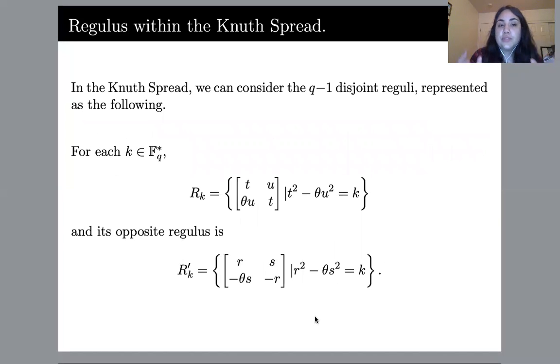Now, we're going to be using this regulus object within our Knuth spread to create new spreads. So let's go ahead and begin. In the Knuth spread, we can consider the q-1 disjoint reguli represented as the following. For each k in my multiplicative group F_q*, we're going to consider the set of matrices R_k that look like (t, u; theta u, t), where the determinant is exactly k. And its opposite regulus is going to be R_k', which is a set of matrices (r, s; -theta s, -r), where the negative of the determinant is going to be k.